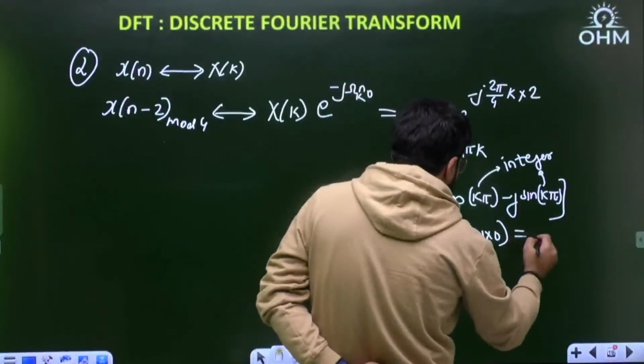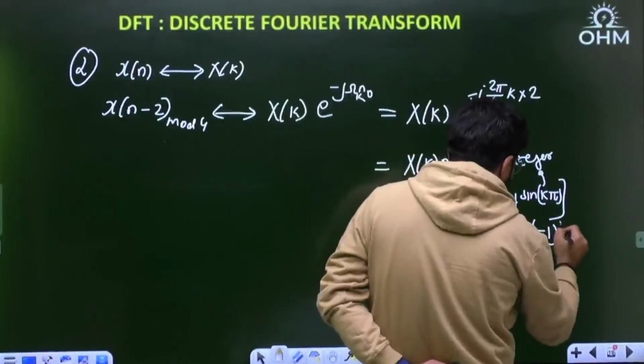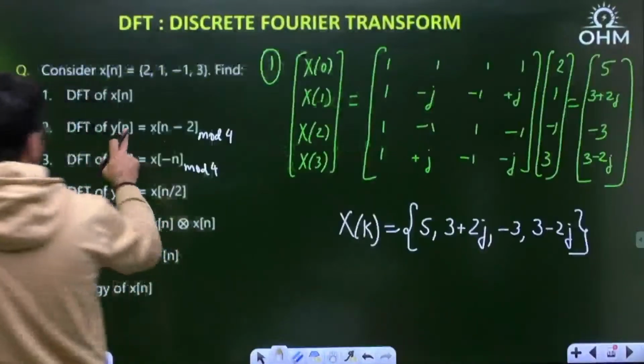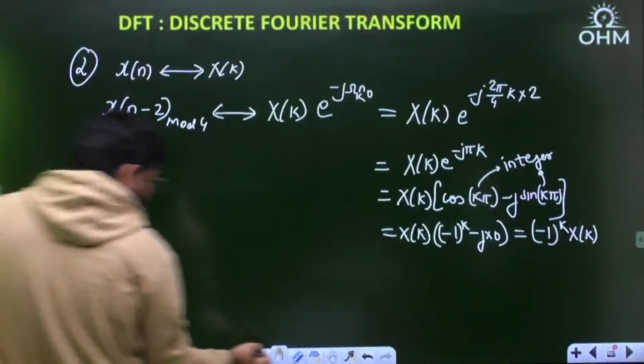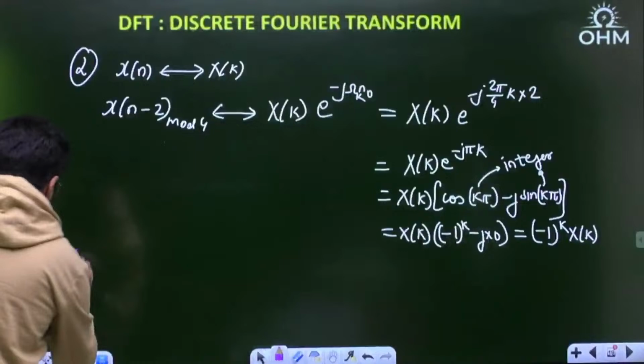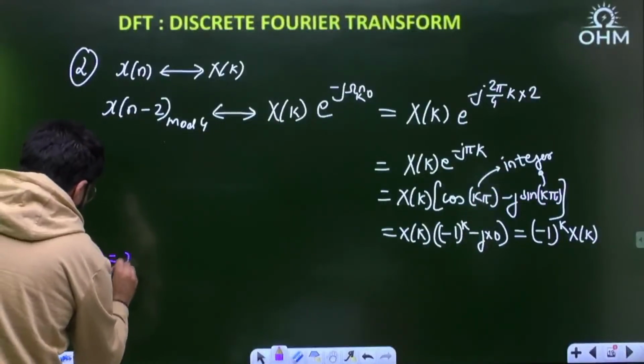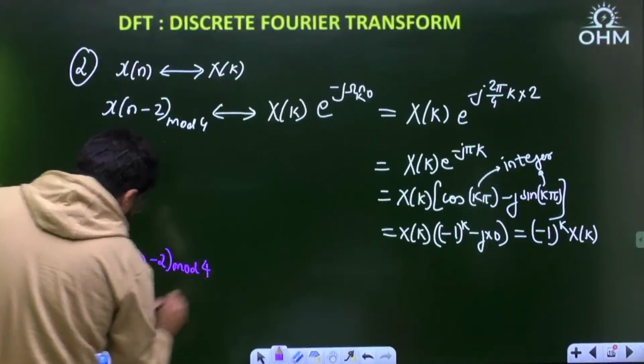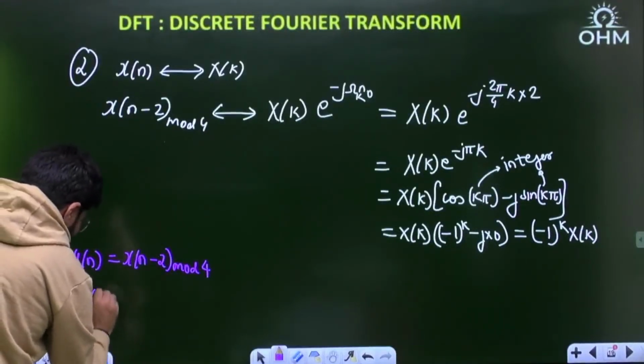Okay, so what is the final answer? It is simply minus 1 power k into X[k]. Let me say that this signal is y[n]. y[n] is x of n minus 2. Now let me come up here. Okay, y of n is x of n minus 2 mod 4. What is Y[k]? What is the DFT Y[k]?